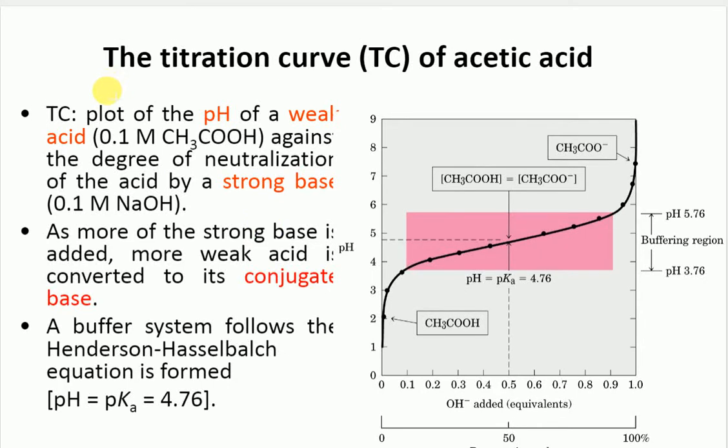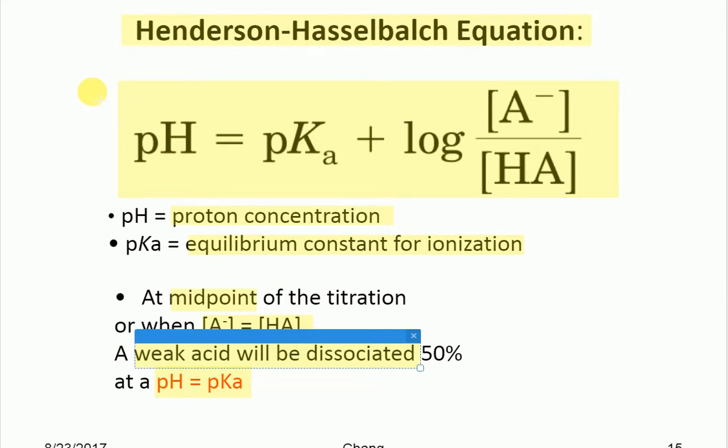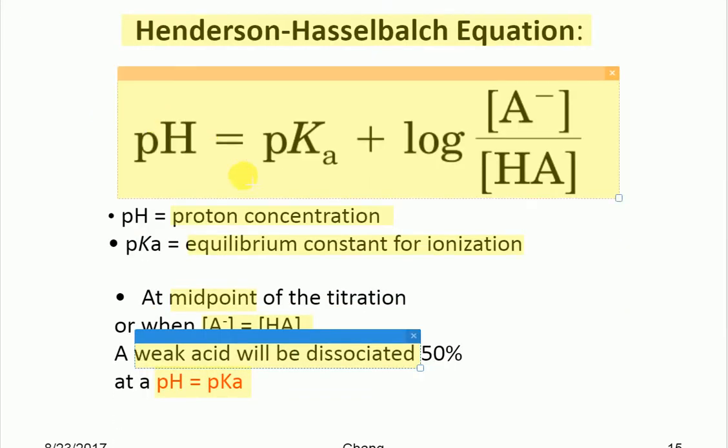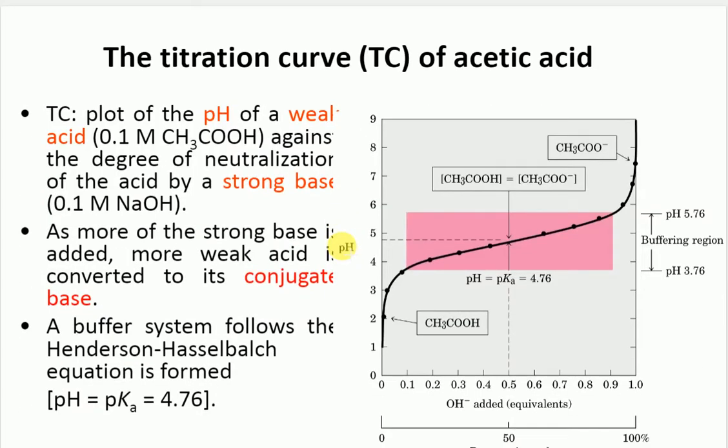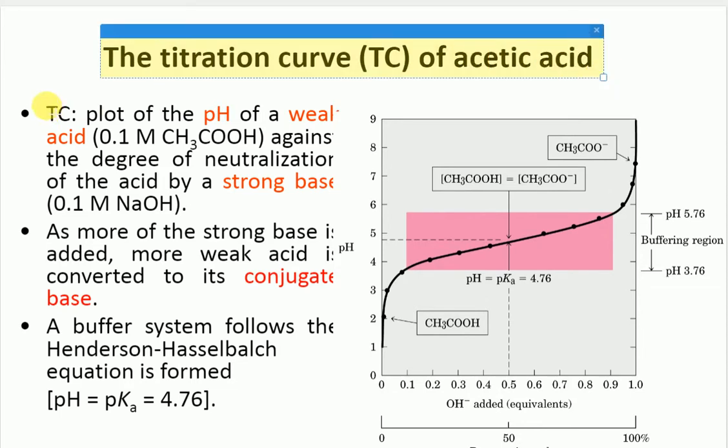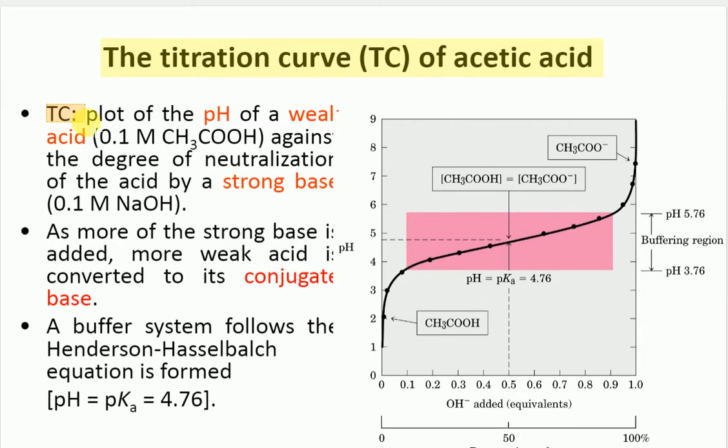What is up, guys? Okay, now continuing on our work with biochemistry, we have our titration curve right here. Last time we learned about the Henderson-Hasselbalch equation involving pH, proton concentration, pK, equilibrium constant for ionization, and midpoint. Now we're going to be learning about some of the titration curves. So here is a titration curve of acetic acid. A titration curve is a plot of the pH of a weak acid.